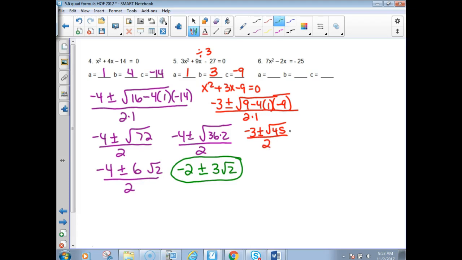We break apart the square root of 45 into 9 times 5. We take the square root of 9 and bring it out. 3 root 5, and that's all over 2. There are no numbers we can divide by anything. 2 does not go into the negative 3 or the 3, so we're done. So those would be the two x values. And of course, these do equal x, by the way. Okay. Are we good with 5?